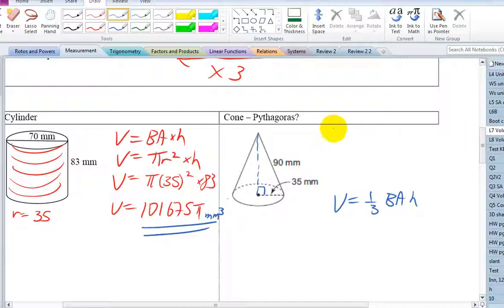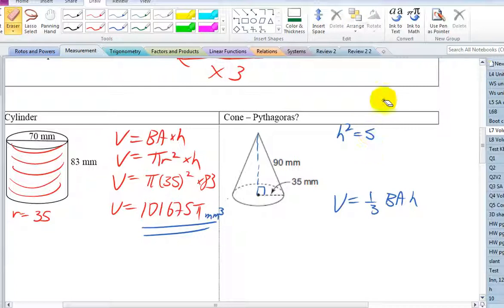Okay, so for this one, slant height squared, I should put SH, slant height squared is going to be 90 squared minus 35 squared. Oh, I'm totally screwing that up, aren't I? No. I already know the slant height. Mr. Barker, shame, shame. It's 90. It's on the slant. I'm finding the height, because that's what I need.